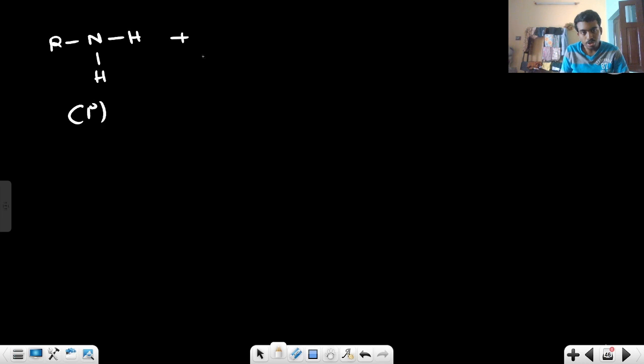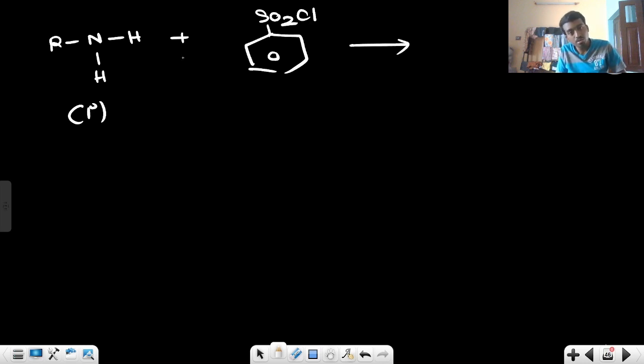Now let's quickly see the reaction. RNH2, this is going to be the 1 degree one. Benzene sulfonyl chloride, SO2Cl. One Cl and one H will move out, so it will form HCl and go out. Okay, so I am writing minus HCl. The remaining part will join over here.